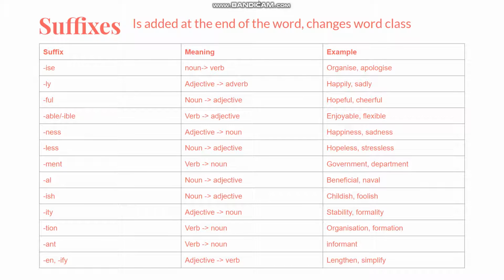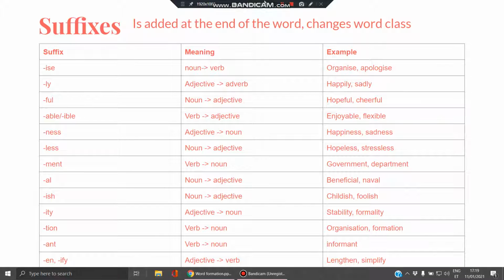So let's go on with suffixes. So suffixes are the part of the word that is at the end of the word. So they are added at the end. And these are the things you need to change the word class. Now again, I have not added all of the possible suffixes ever created, but just some that you might find useful. So I have brought out the suffix, the meaning of it or what it does, and an example of it.